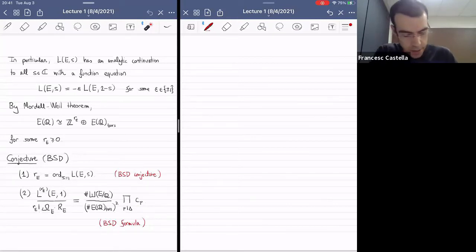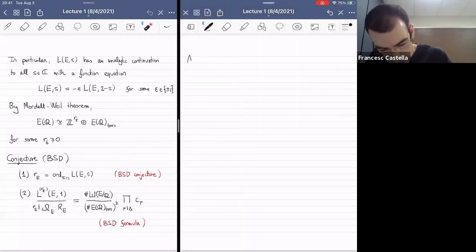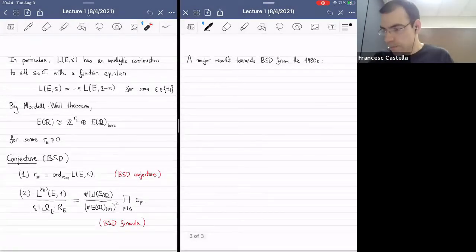Okay, so that was a conjecture that was formulated in the 60s, and after some work of Coates and Wiles and Rubin, some breakthrough results in the 70s and 80s, a major result toward these conjectures was done in the late 80s by Gross-Zagier and Kolyvagin. A major result towards BSD from the 1980s.